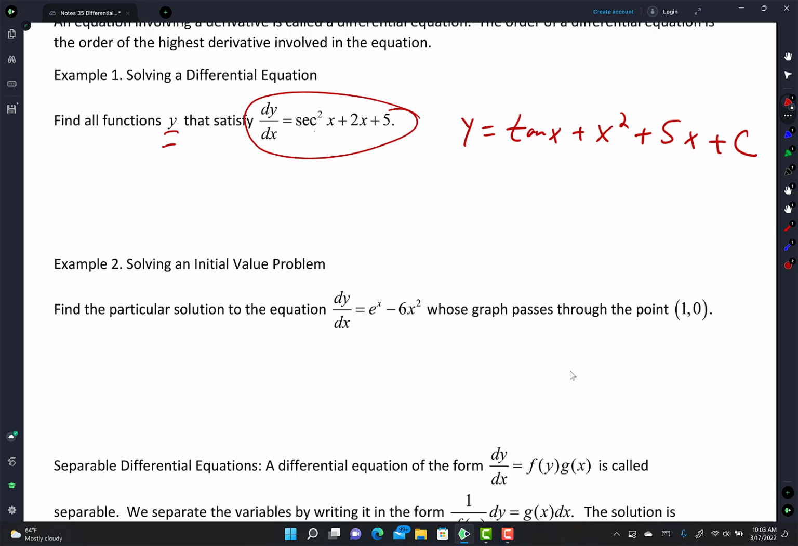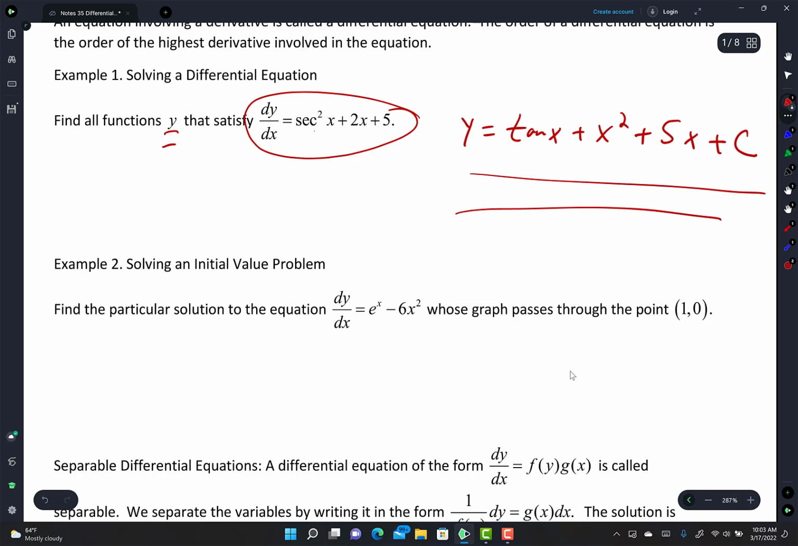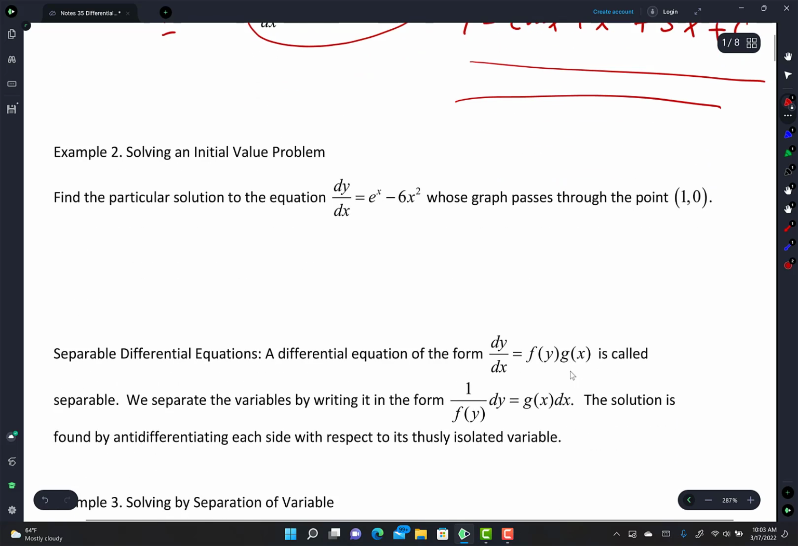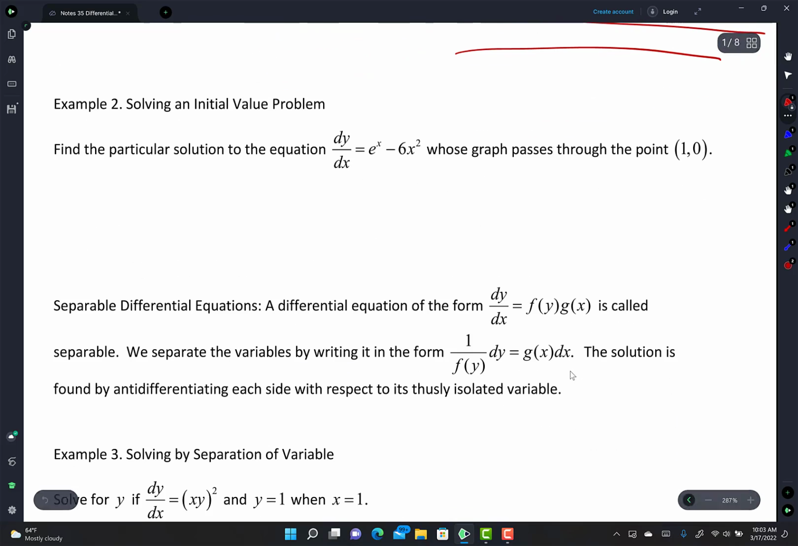Plus c. And this, you already have experience with that. You've been doing that over and over again. So this is just like a warm-up. Are we cool with that? All right, so here's another warm-up. But notice this one, it says, find a particular solution to the equation dy/dx equals blah, whose graph passes through the point (1, 0). That 1 is an x value. That 0 is a y value. So now I don't want a plus c. I want the actual constant. Does that make sense? You're still going to put plus c when you're solving.